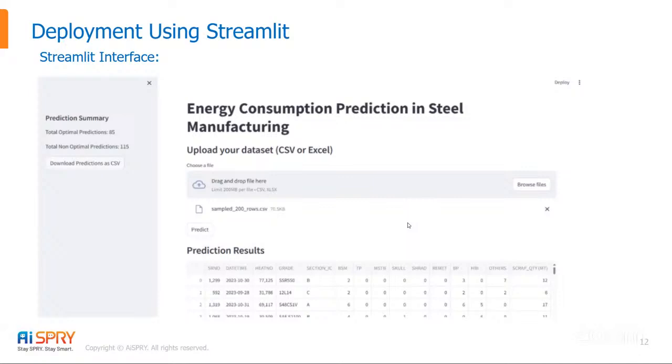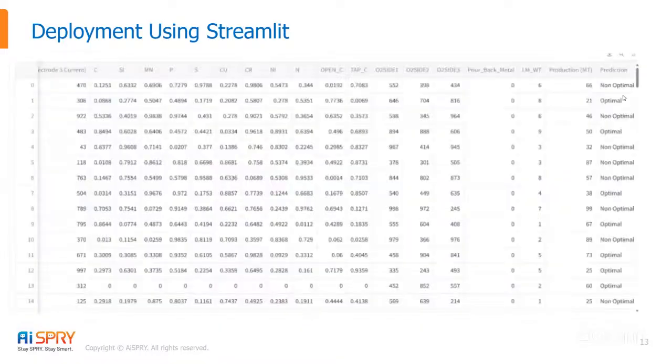Using our solution, the client can predict the performance of their upcoming production. This allows them to produce only those grades that are optimal, meaning they consume less energy, take less time for production, and give higher production, also improving the efficiency and quality of the grade. These are the prediction results for the test data: non-optimal, optimal, non-optimal. This is the prediction result over here.